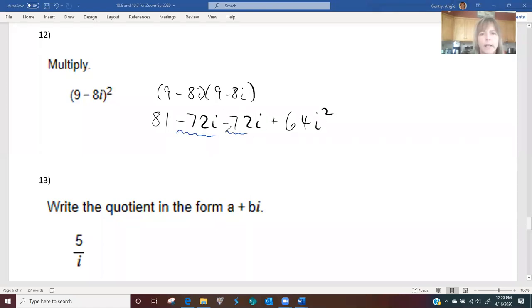These two don't cancel, they combine. So I have 81 minus 144i.